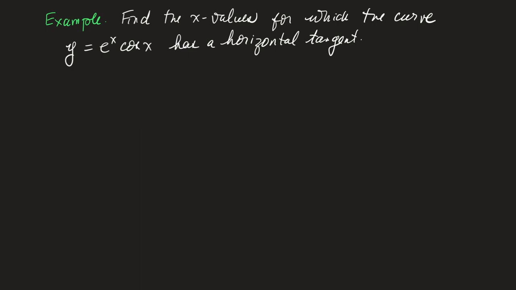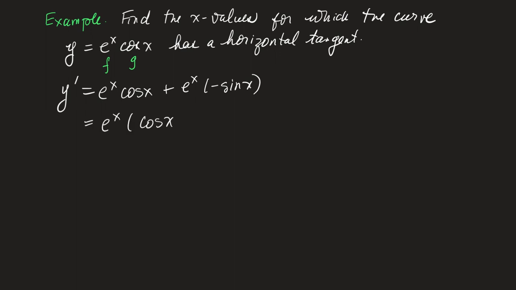Now this is going to be a product rule problem. So let's go ahead first and find the derivative. So y prime is, recall that if this is your f and this is your g, then your derivative is f prime, so e to the x times g, plus f times g prime, and g prime is minus sine x. So let's factor out that e to the x, and I get e to the x times cos x minus sine x. And I'd like to know where y prime is 0.